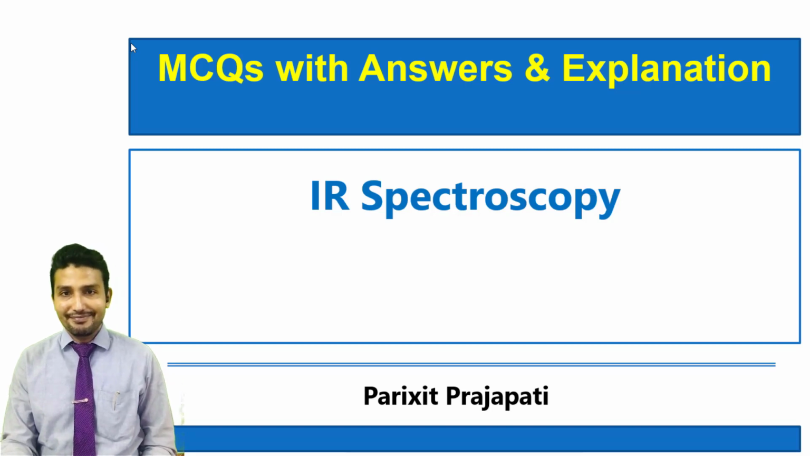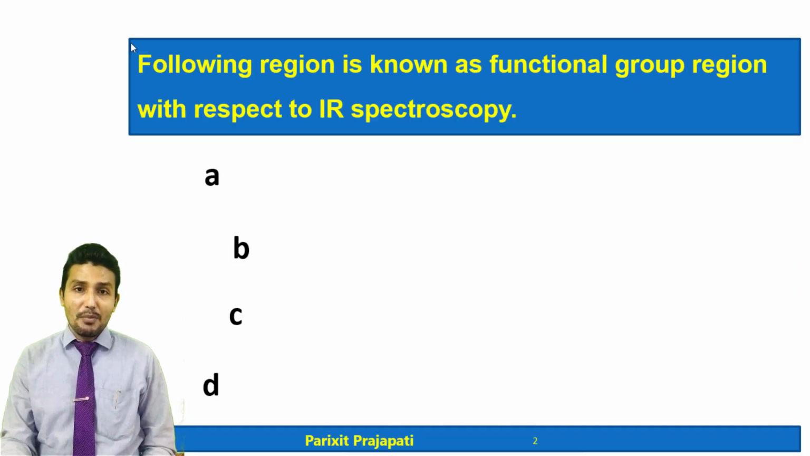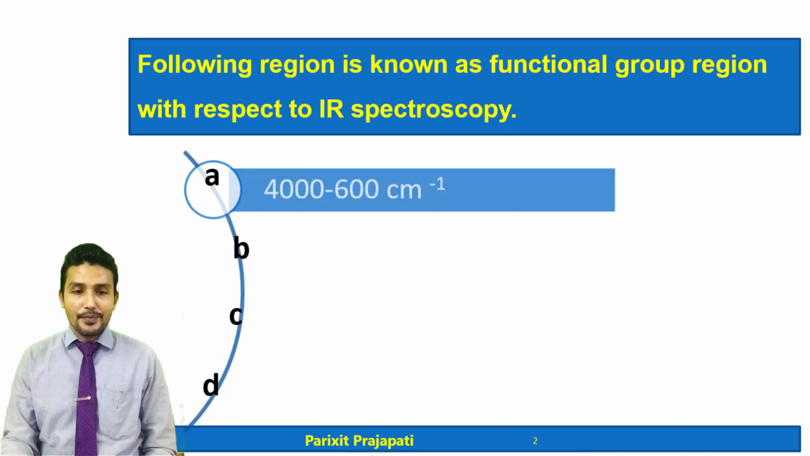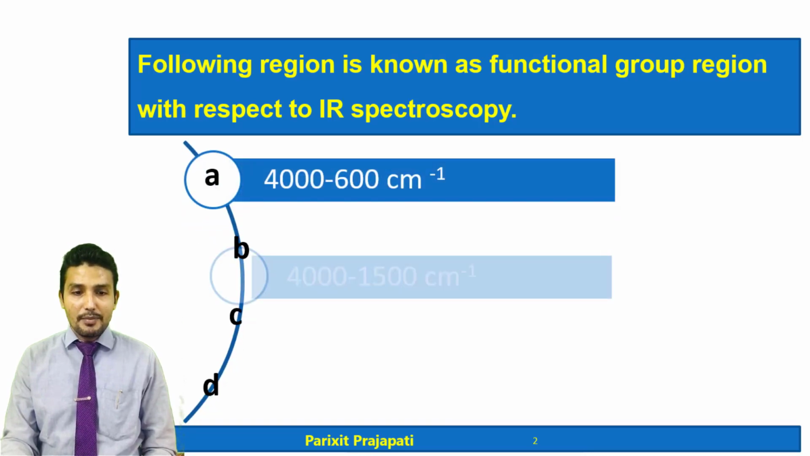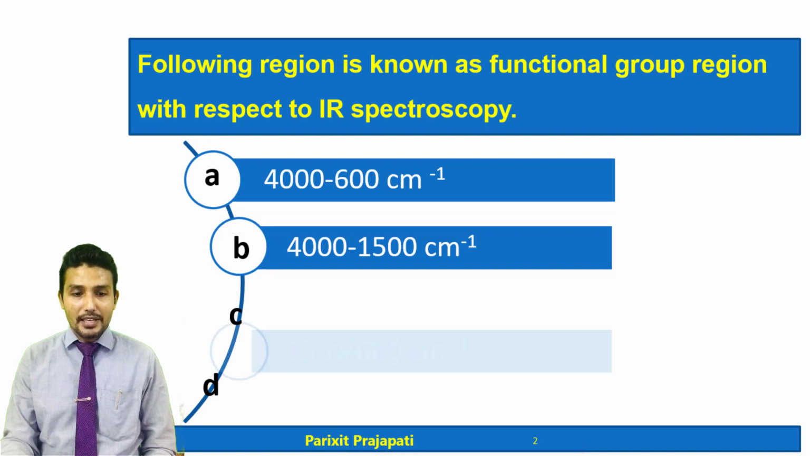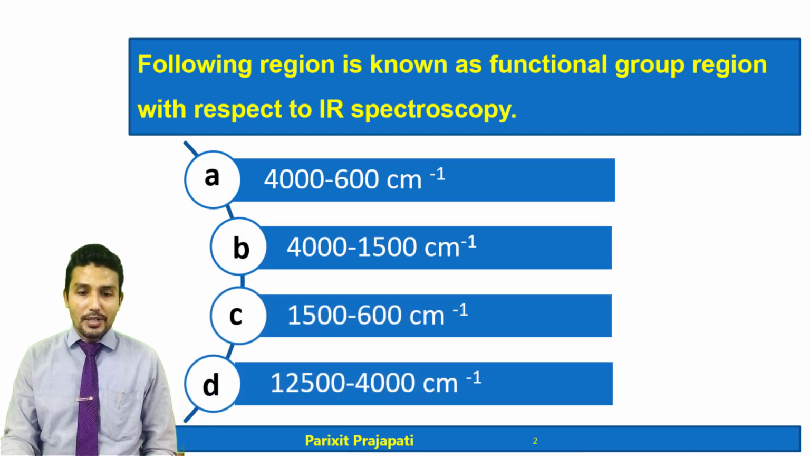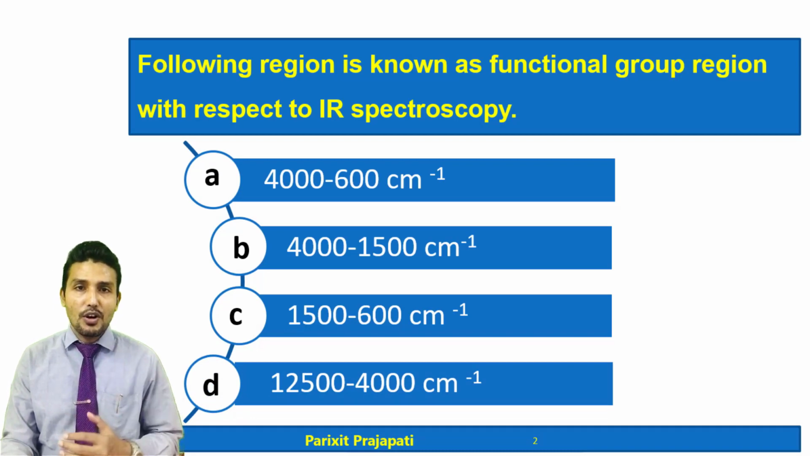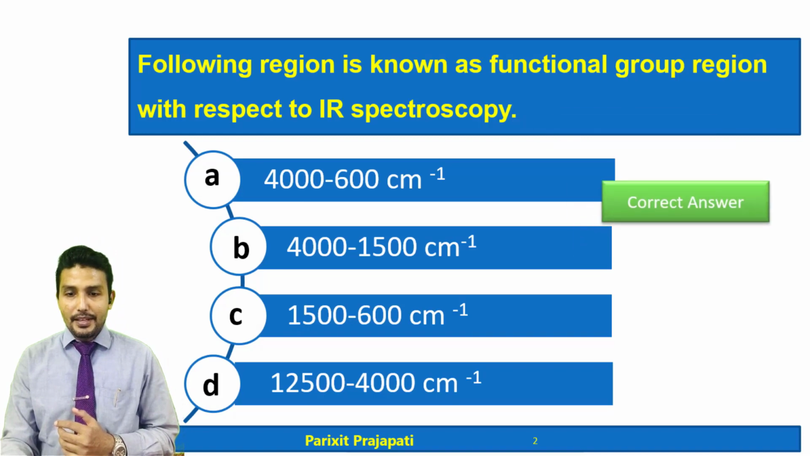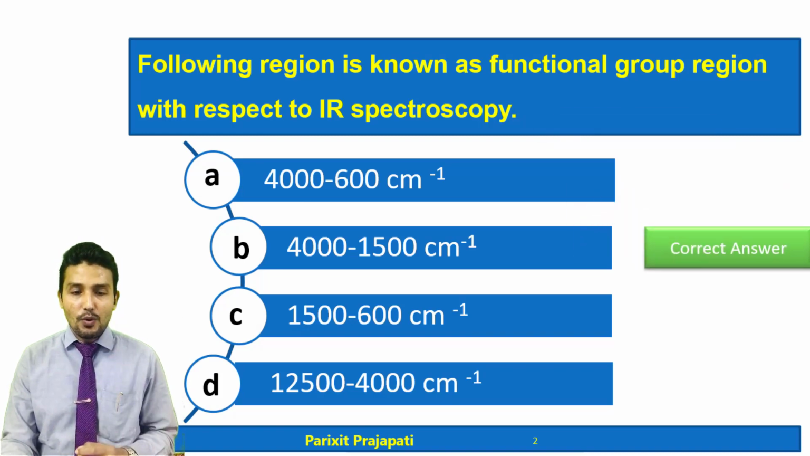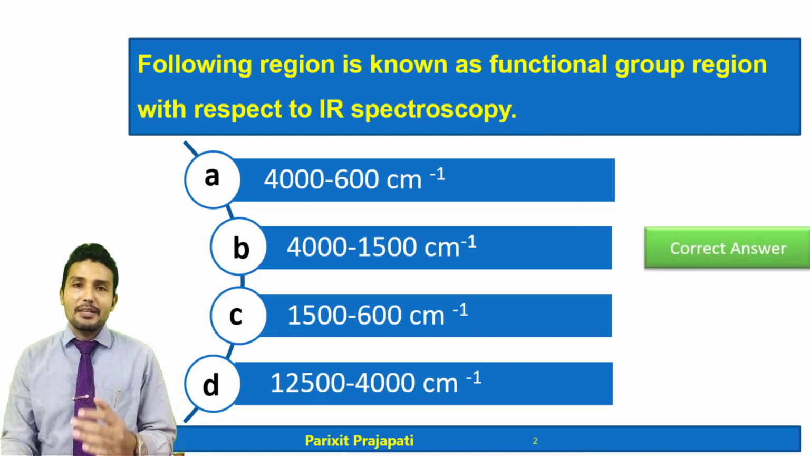So let us begin. Question number 1: the following region is known as functional group region with respect to IR spectroscopy. Your options are 4000 to 600 centimeter inverse, 4000 to 1500, 1500 to 600 and 12500 to 4000 centimeter inverse. So which region is known as functional group region? The correct answer is 4000 to 1500 centimeter inverse.